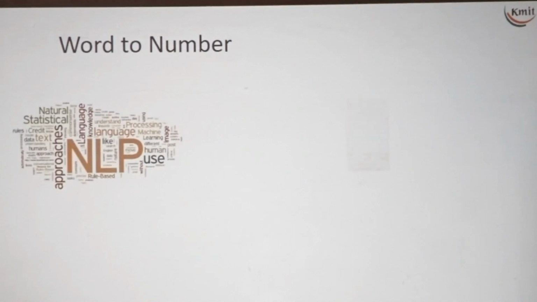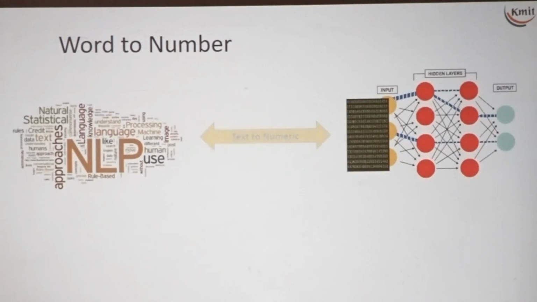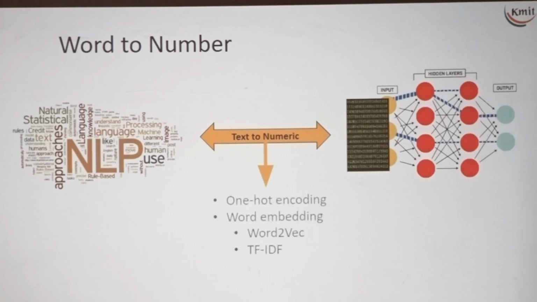Now here is the concept of word to number. What is the need of this word to number? Your tweets, all these things, is called text. But the input for your logistic regression model is numeric. How to bridge this gap? Text to numeric, right? There are different methods for doing this task.